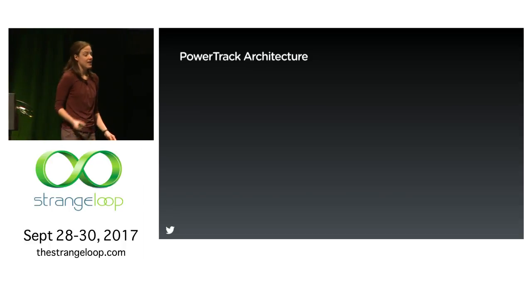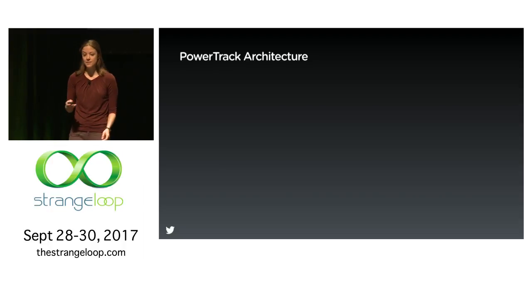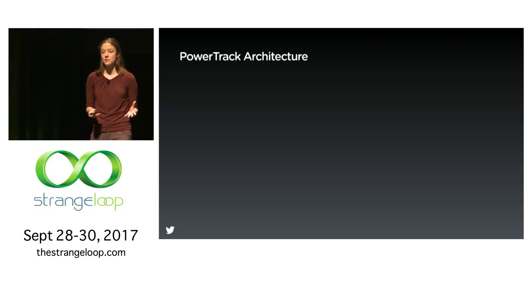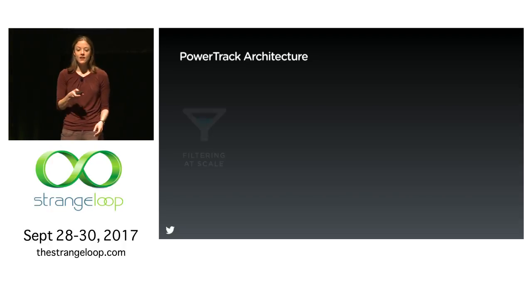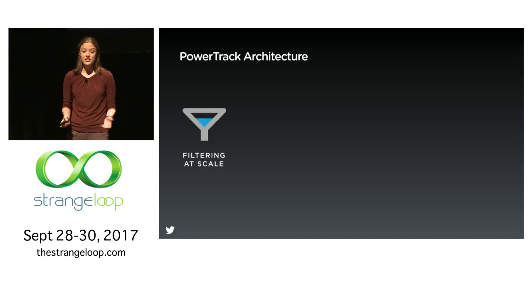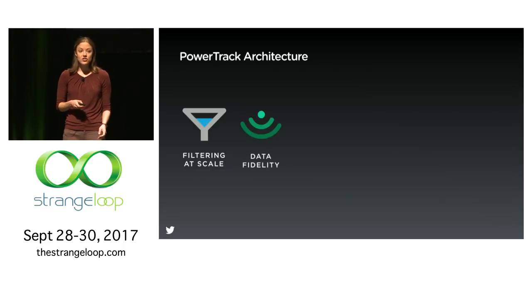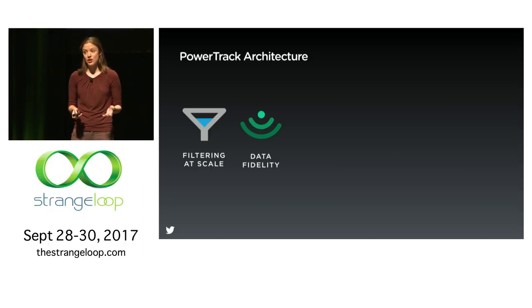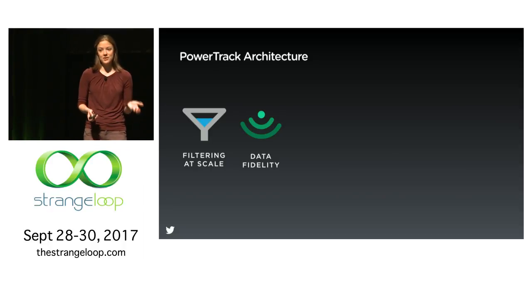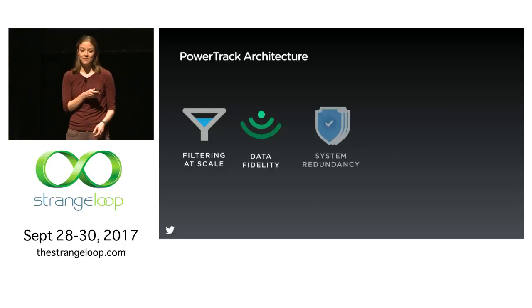OK, so at a high level, the PowerTrack architecture has a couple of different things that we took into consideration with the design. The first is how we filter data at scale. So as I mentioned, we're processing thousands of tweets per second in real time, and so we have to figure out how to make this scale and how to be able to filter in real time. How we ensure data fidelity. So many of our customers are enterprise customers, and dropping tweets on the ground is not OK, so we have to make sure to give them all of the tweets.